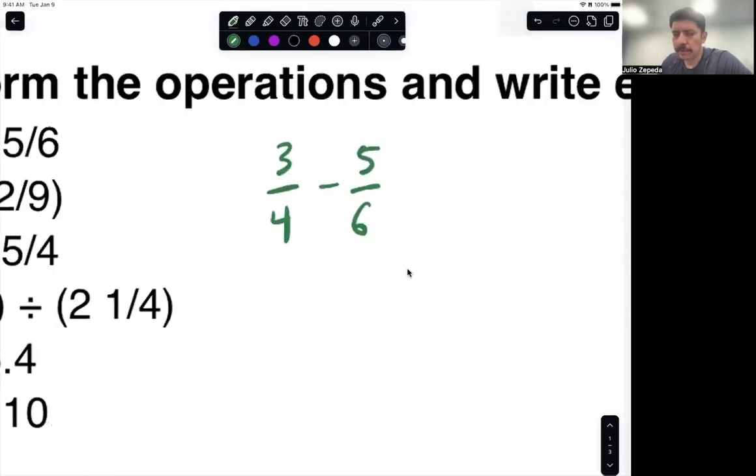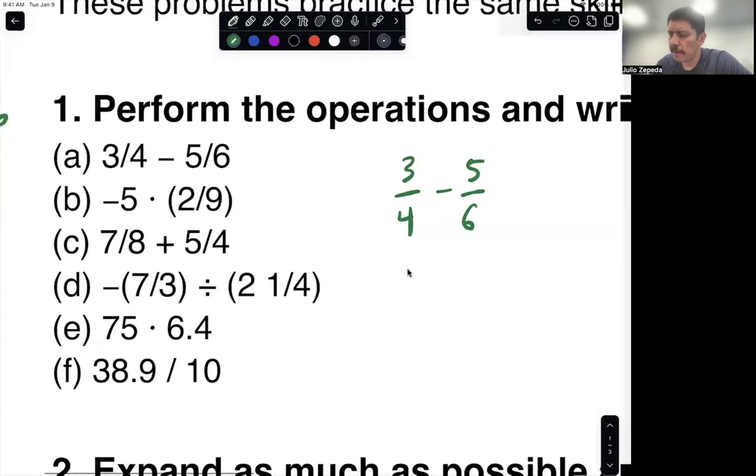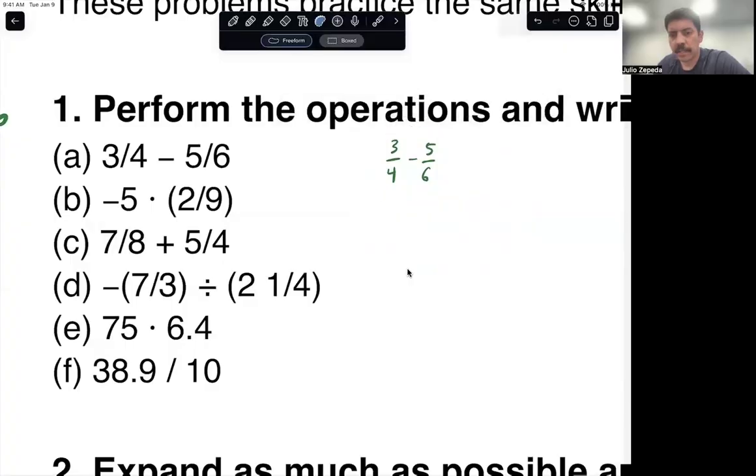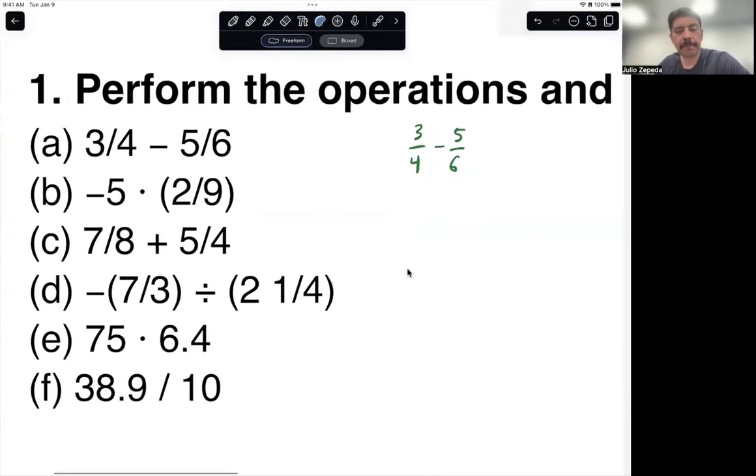And essentially what we need to do here to subtract these two fractions is get a common denominator. So the common denominator is just the least common multiple of the denominators. And that is, in this case, 12. Some people sometimes multiply the two denominators together to get 24. And you can use the number 24, which I'll do in this case.